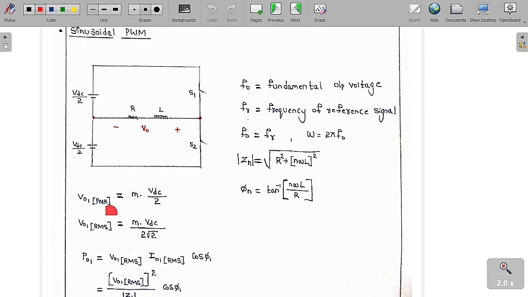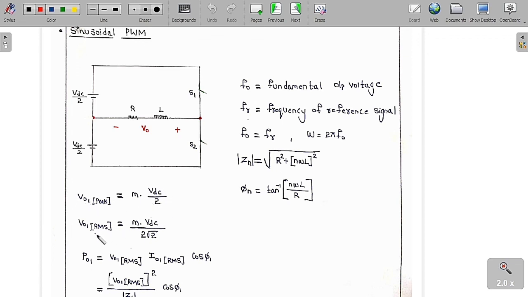I want to find the fundamental peak value of the output voltage, which is equal to M into VDC by 2. This is the thing that you need to remember. M into the supply voltage, and the supply voltage is VDC by 2. So V01 peak is equal to M into VDC by 2, which is called the peak value of the fundamental component of the output voltage.